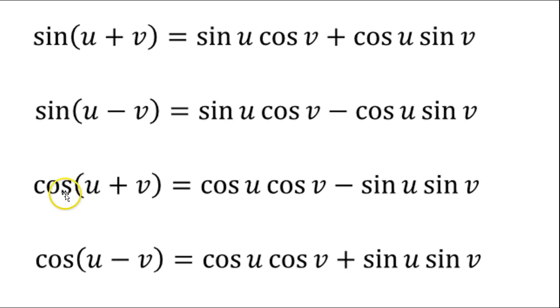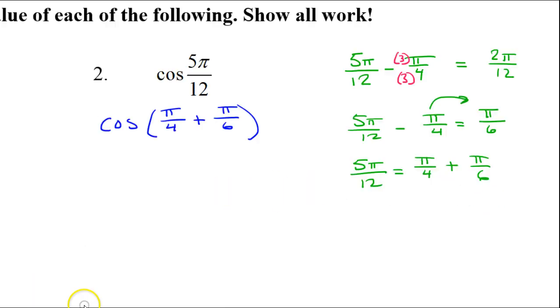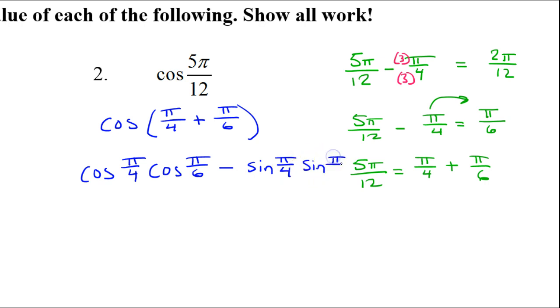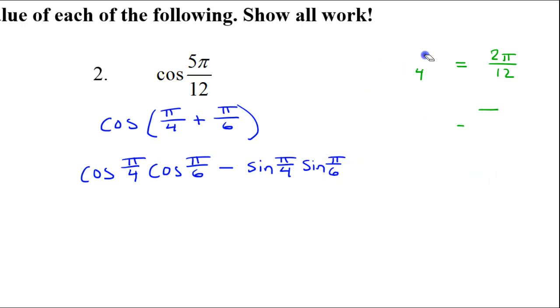So remember, if you have the cosine of something plus something, this is how you do it. I'm just going to use this formula. Okay, so that's going to go like this. Cosine pi over 4, cosine pi over 6, minus, right, because the sign changes, and now we'll have sine pi over 4, sine pi over 6. All right, I think I'm just going to erase this green stuff. Done with it. Okay, so we have this.